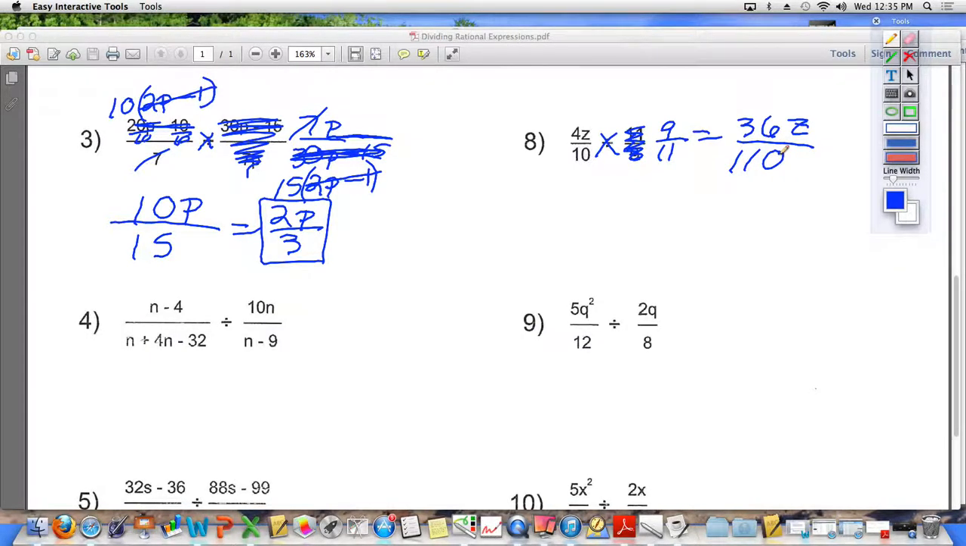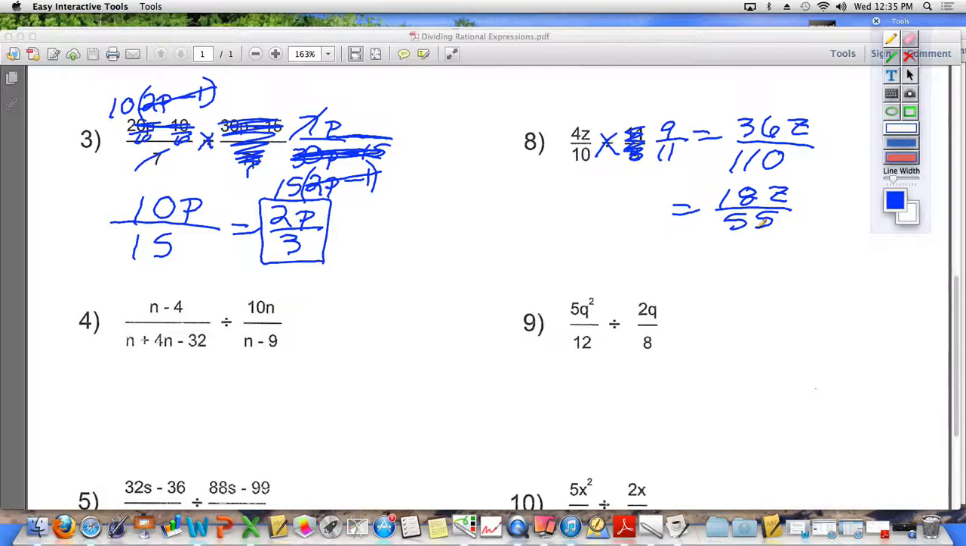And I know because 36 and 110 are both even numbers that it is reducible. So please reduce 36 over 110. 18 over 55. Z. 18z over 55. 2 more, you guys. Oh no, there's not 2 more, is there? No, 4 more. Okay.